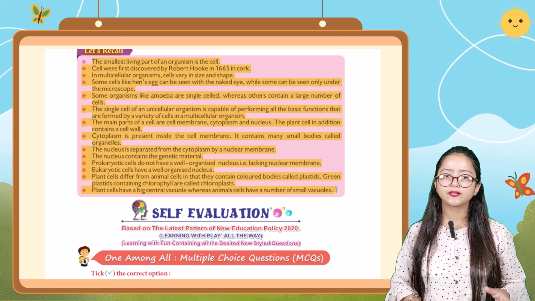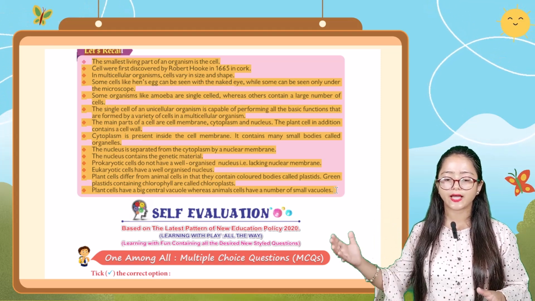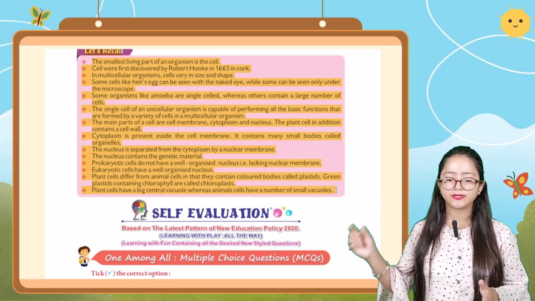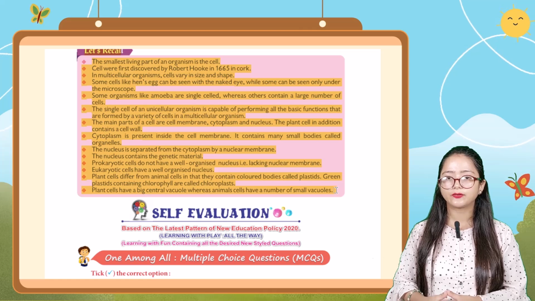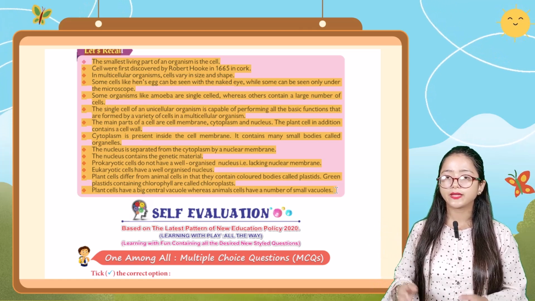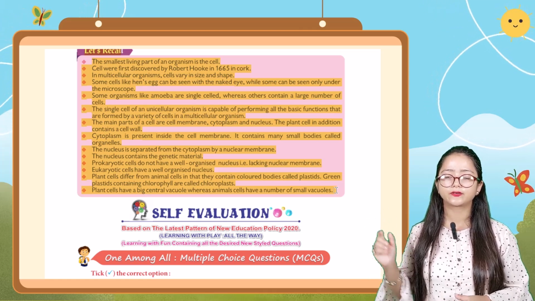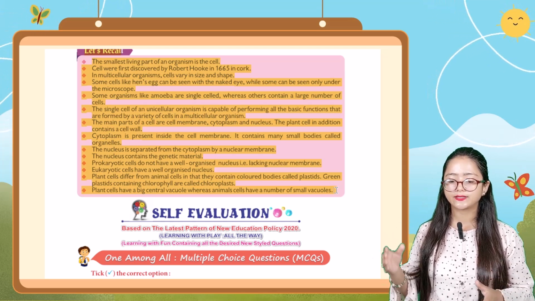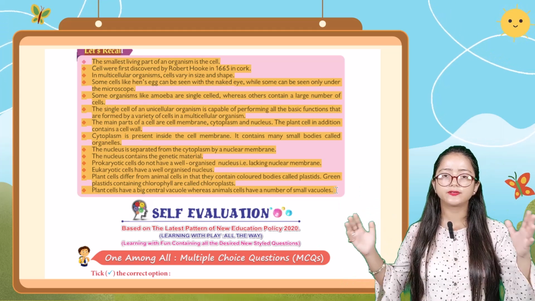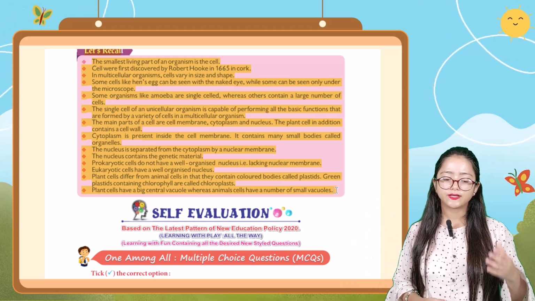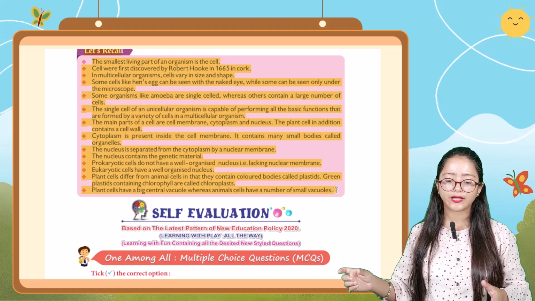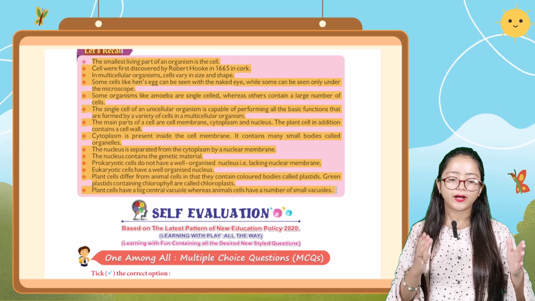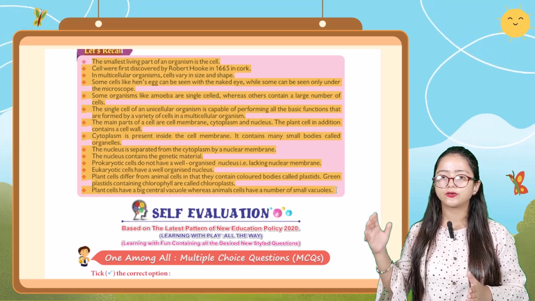Next, in multicellular organisms, cells vary in size and shape. Next one, some cells like a hen's egg can be seen with the naked eye, while some cannot be seen except under the microscope. Some organisms like amoeba are single cell, whereas others contain a large number of cells. Next one, the single cell of a unicellular organism is capable of performing all the basic functions that are performed by a variety of cells in a multicellular organism.